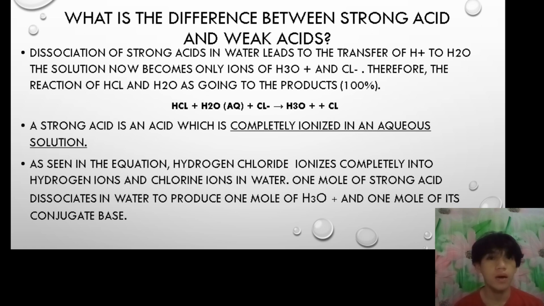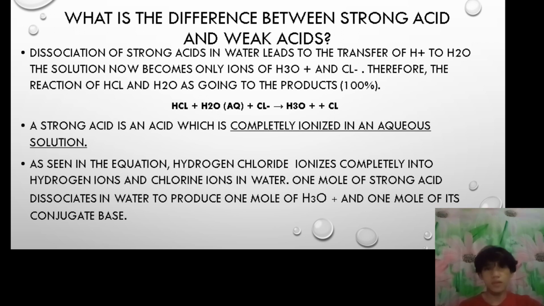The dissolution of strong acids leads to a transfer of a hydrogen ion to the water. Take a look at the example given in our presentation. HCl plus H2O gives H3O plus and Cl minus. Hydrogen chloride plus water gives hydronium plus chloride.